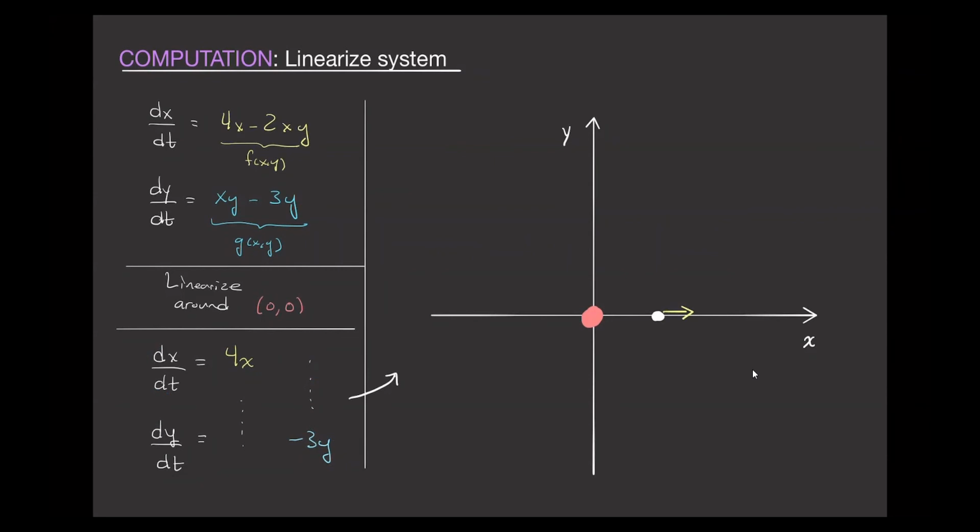Then if we look at, suppose, this point where both x and y are positive, what we have is that the change in x with respect to time is going to be positive. Meanwhile, since y is positive, the change in y with respect to time is negative because we have negative 3 times a positive. So we get something like this.